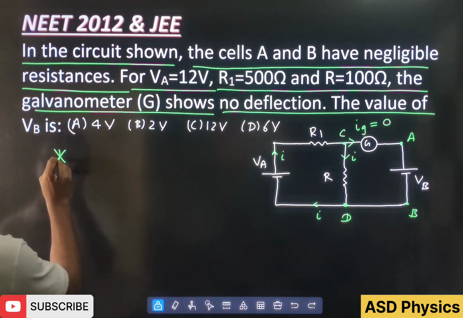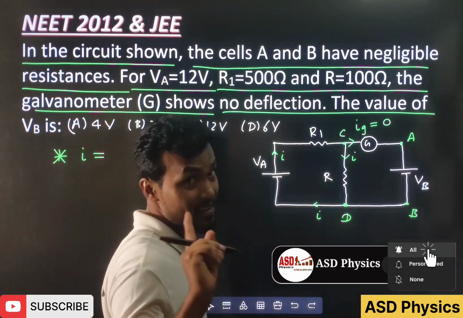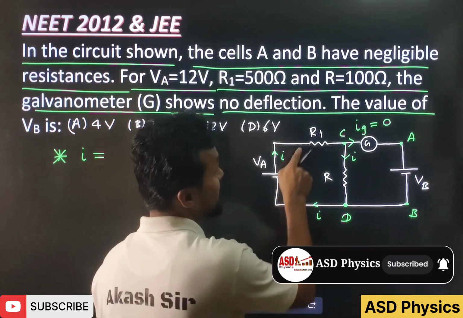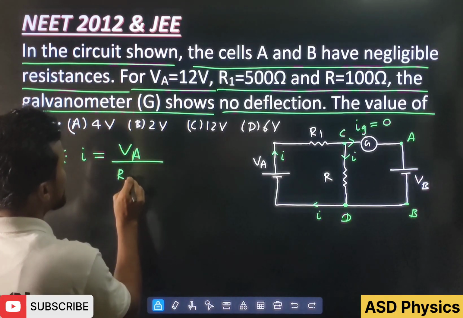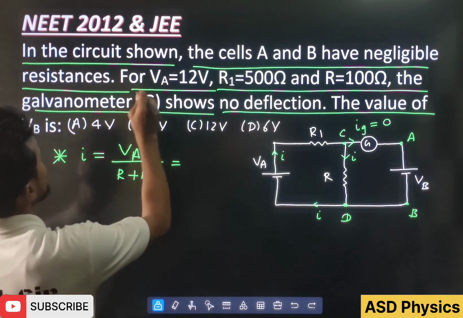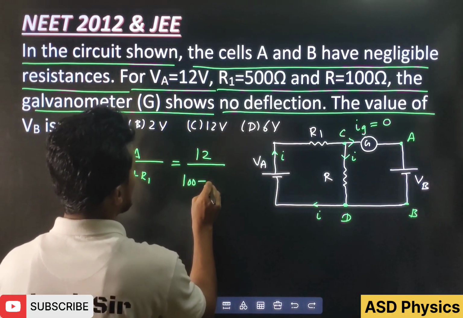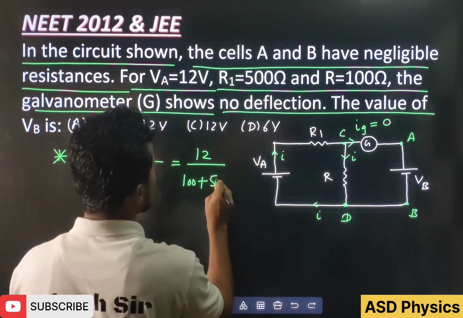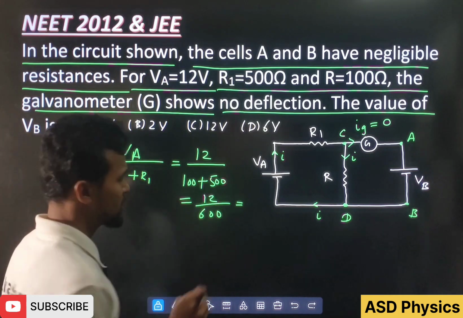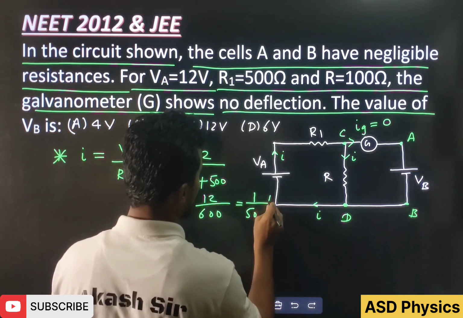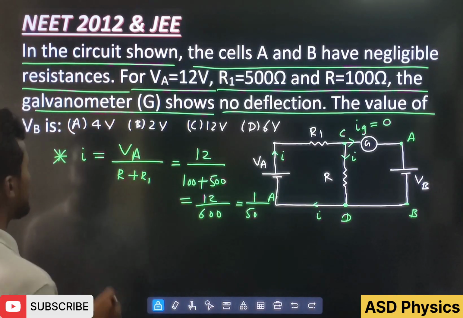But now, how much current will flow here? You know very well, this R1 and R are connected in series. Series means the current will be the same. Here also current I, here also current I. So I can write I equals VA by R plus R1. VA is given as 12, R is 100, plus R1 is 500. So it will become 12 by 600. Simplify this, 12 5s are 60, we know. So 1 by 50 ampere. Current I is 1 by 50 ampere. What are they asking here? The value of VB.